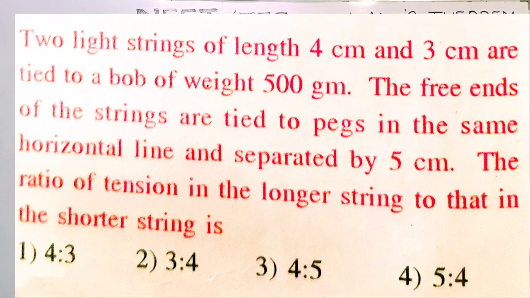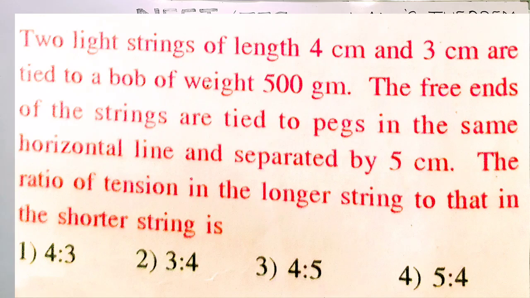You can observe the question. Two light strings of length 4 centimeters and 3 centimeters are tied to a bob of weight 500 grams. The free ends of the strings are tied to pegs in the same horizontal line and separated by 5 centimeters. The ratio of tensions in the longer string to the shorter string is?